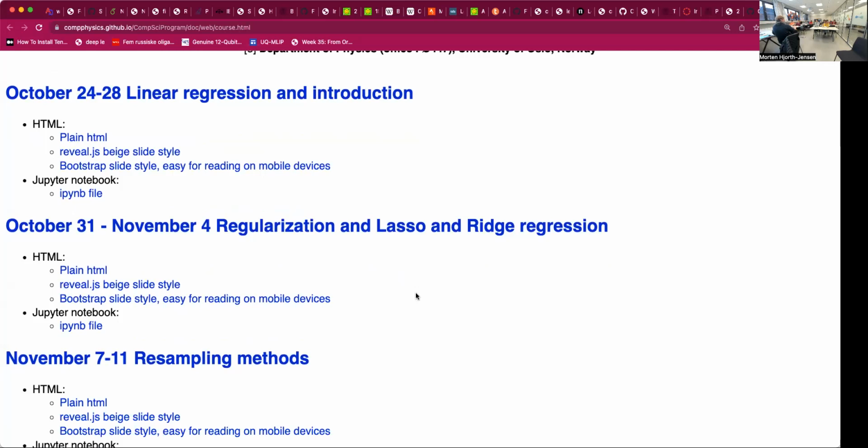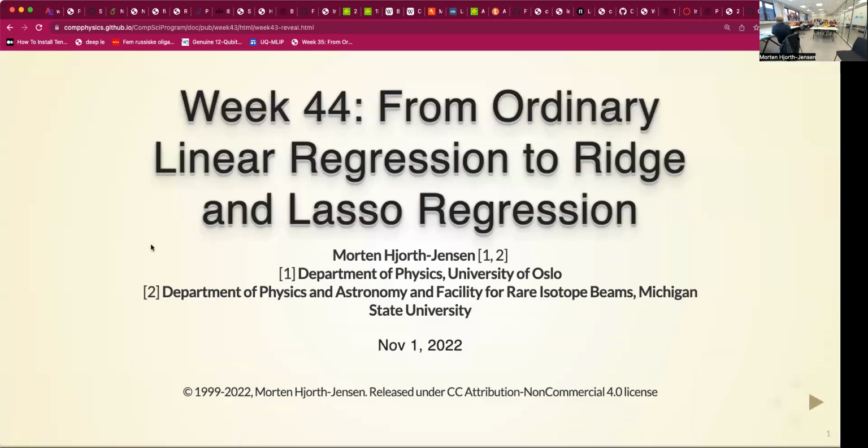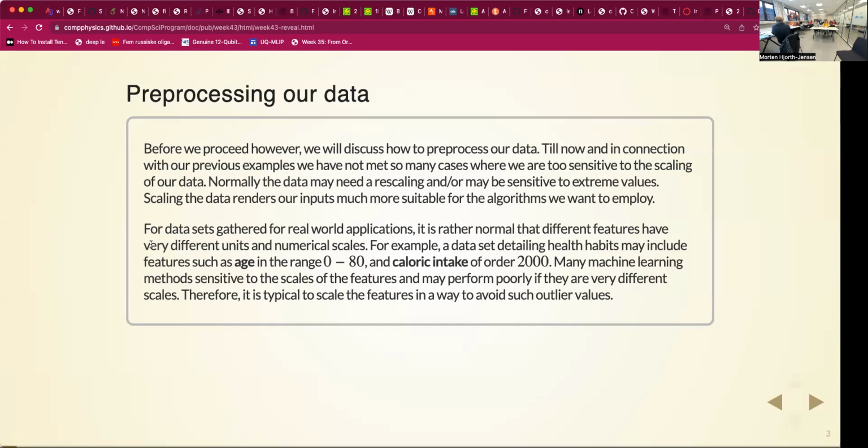But please feel free to interrupt me and ask questions if something is unclear. So if you dive into the topic for this week, we are going to look mainly at Lasso and ridge regression. The lecture video will be added.